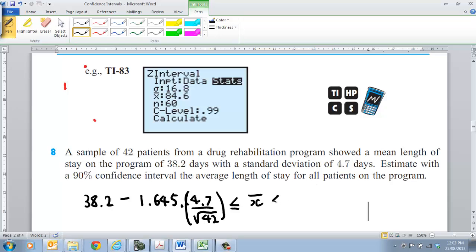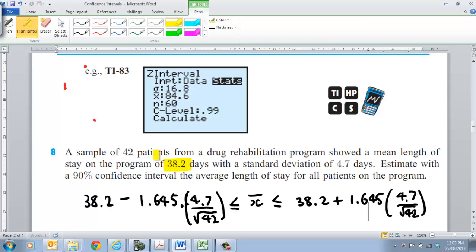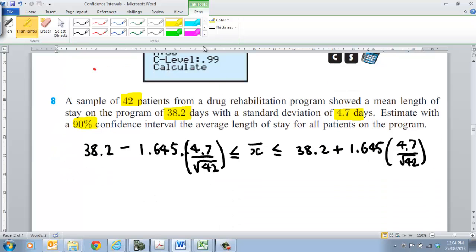And then all I have to do is repeat the same thing on the other side: 38.2 plus 1.645, and then we've got 4.7 all over the square root of 42. Now, it's really important when you get used to these questions that you identify that information. That's the key information that you need for the question. So once you've done that, it should be easy.